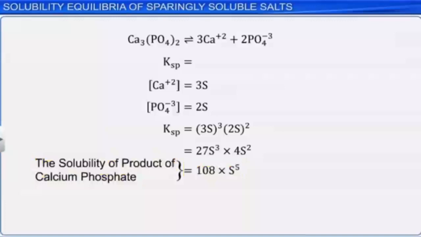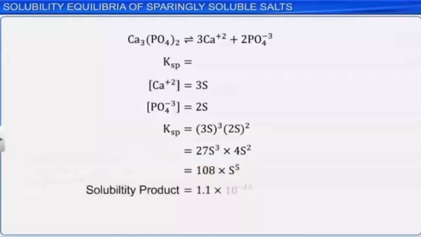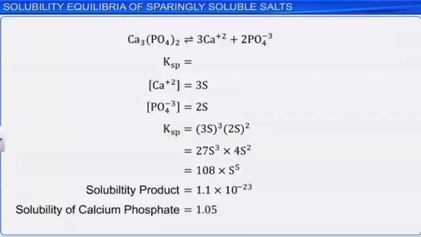If the solubility product Ksp of the salt is known, then the solubility of calcium phosphate is equal to 1.05 multiplied by 10⁻⁵ mole per liter as shown.